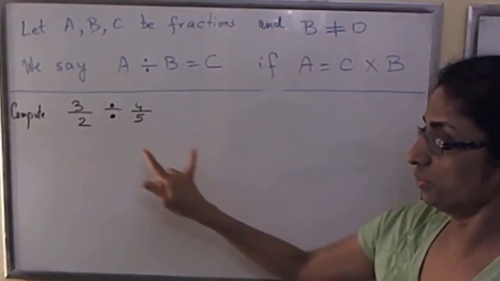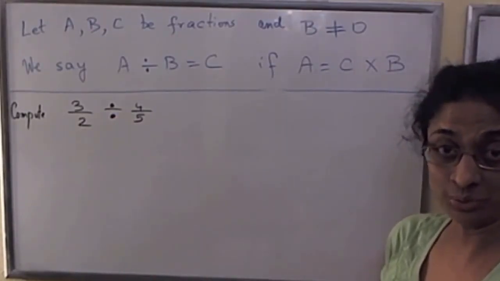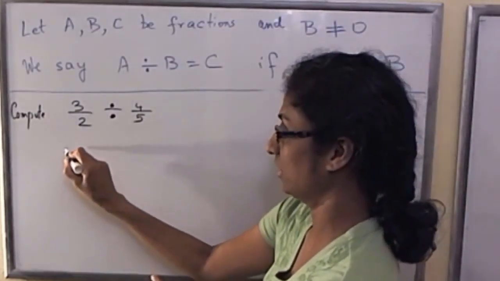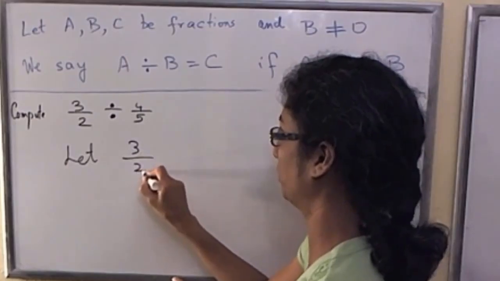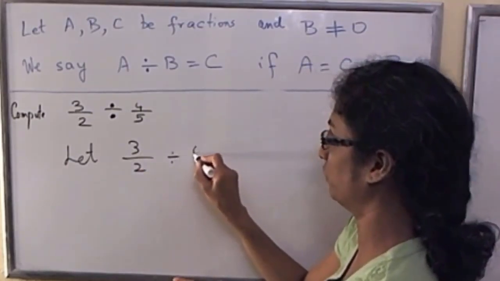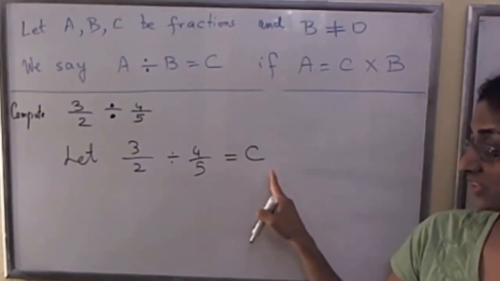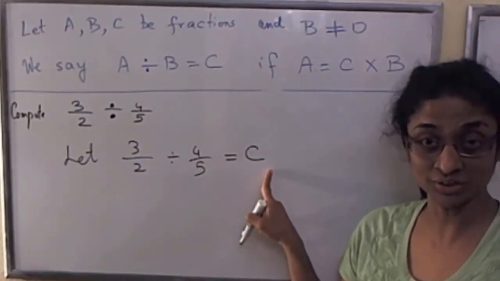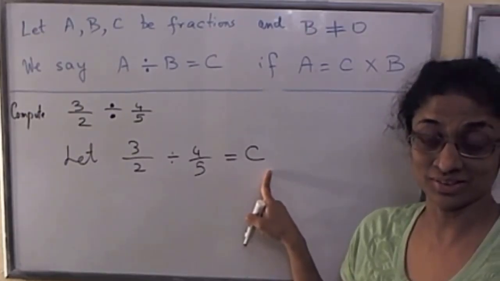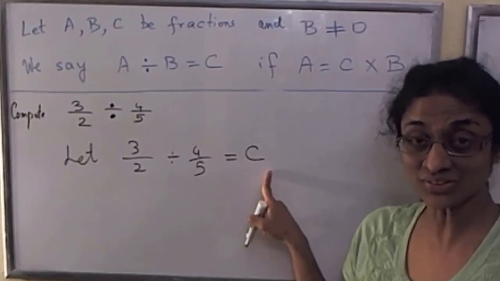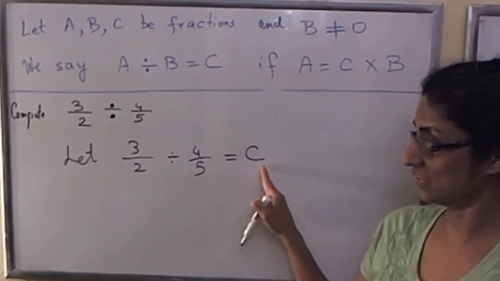And we're going to assume that this fraction divided by this fraction is another fraction. We don't know what it is. So let's get started in this manner. Let us write, let 3 over 2 divided by 4 over 5 equal C. We don't know what C is. C is actually a fraction. We're going to make the assumption that such a fraction exists, and we're going to use logic to figure out what C is.